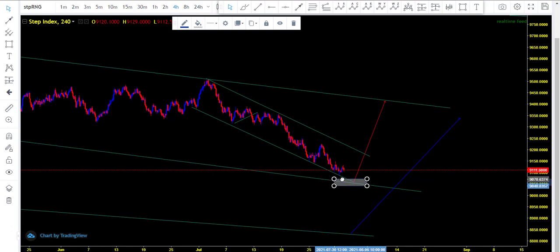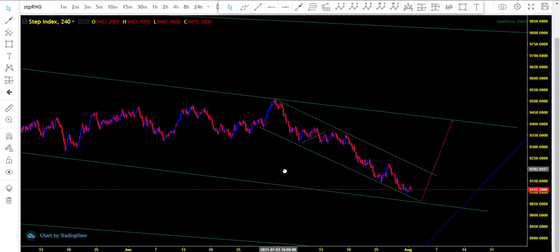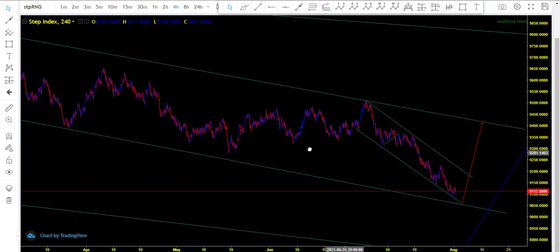So if they don't make it to this trend line, then I'll wait for them to go for the first wave. Then when they retest back to maybe 61.8 or 78.6 retracement, only then will I trade step index and join the bulls to the top. This is our expectation of step index for this week.